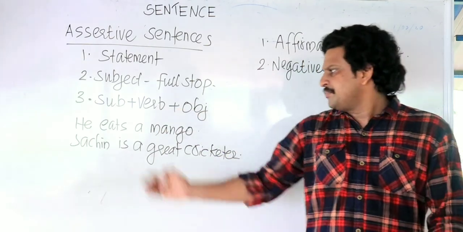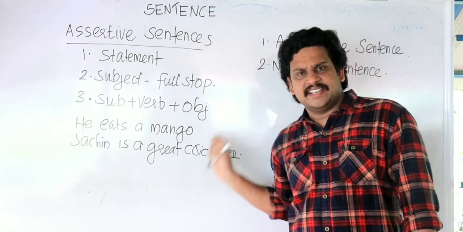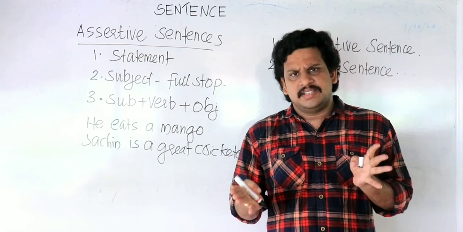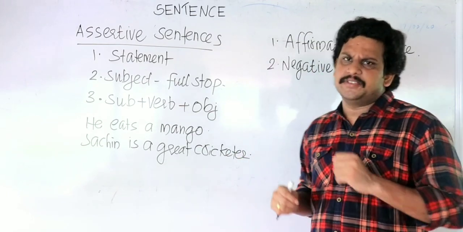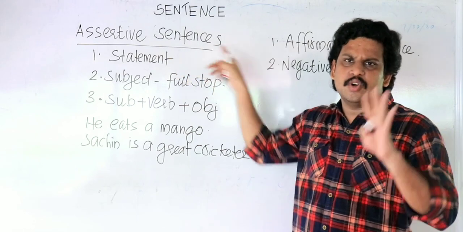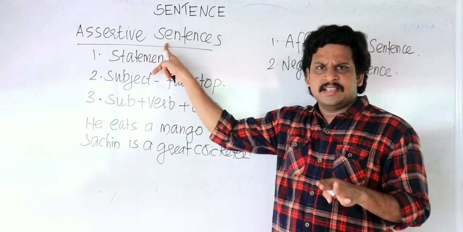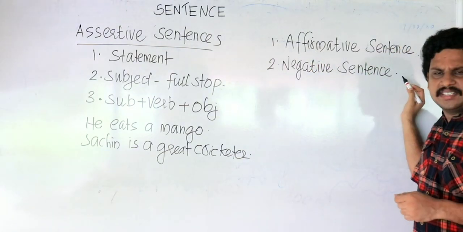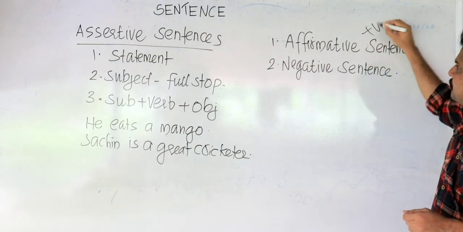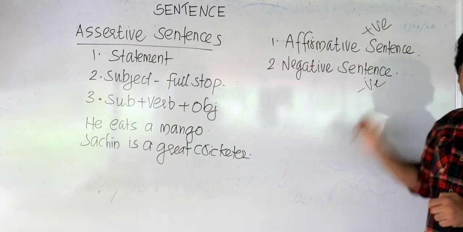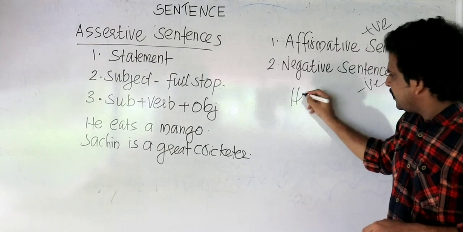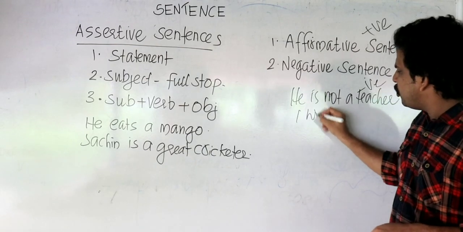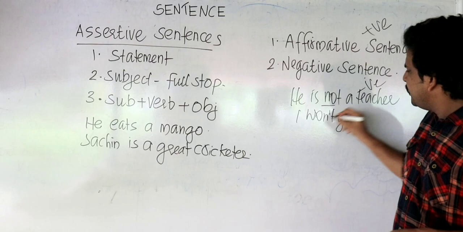So many examples are here. He eats a mango, full stop. Sachin is a great cricketer. Akbar was a great Mughal emperor. The sentences that begin with the subject and end with the full stop are called assertive sentences. You got the idea? These assertive sentences can further be classified into two. They are affirmative sentences and negative sentences. Understood? Affirmative means positive. Negative sentences. He is not a teacher. I won't go. Look, not.